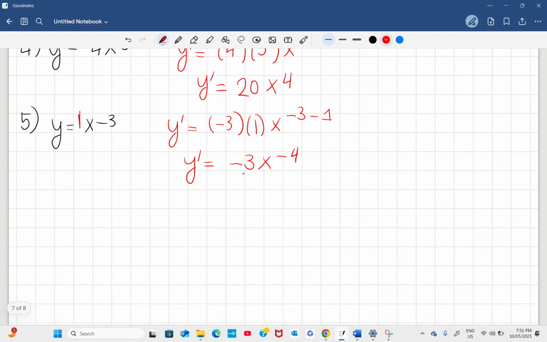Now this is correct, but if we want to get a positive power, what do we do? We take the x down. We leave the coefficient negative 3 up in the numerator over x to the power of 4. The power here becomes positive.